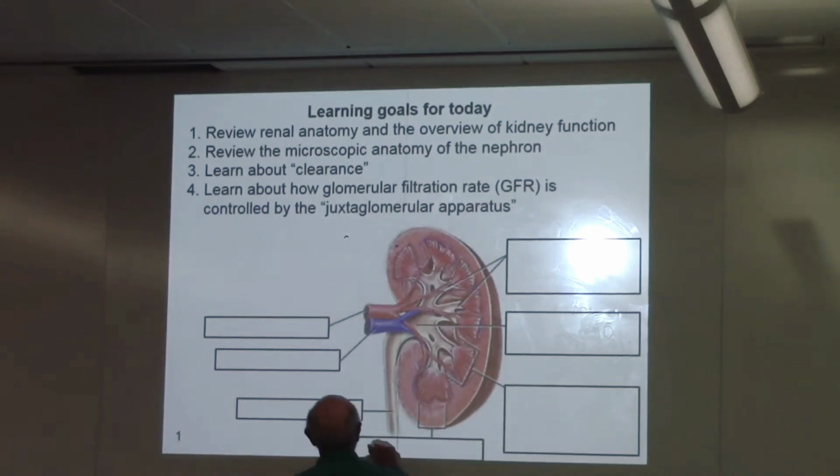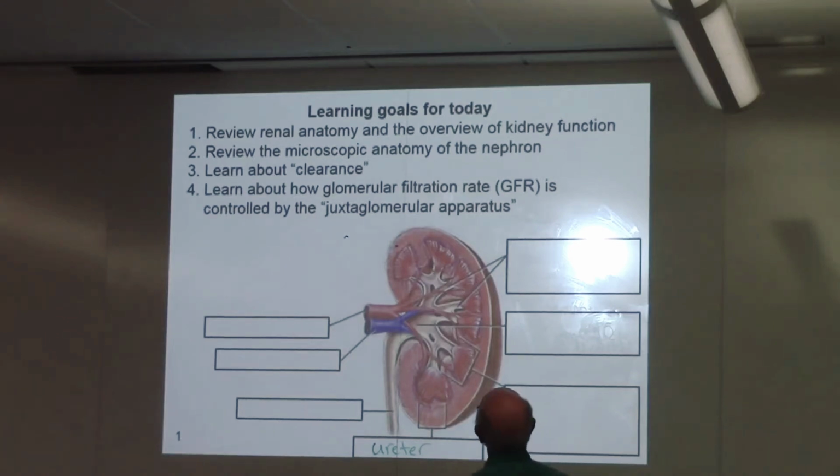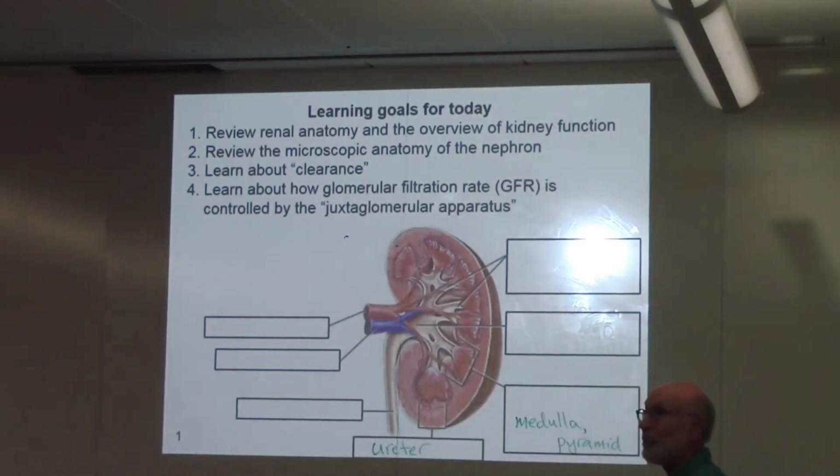That is the ureter. This would be the medulla, right? We might also call it the renal pyramid. Depending, and I don't remember what this particular one is, both of those would be correct for that label. Okay, pass it along.